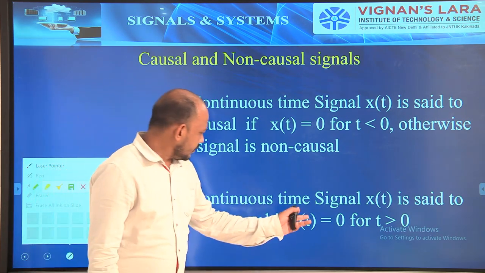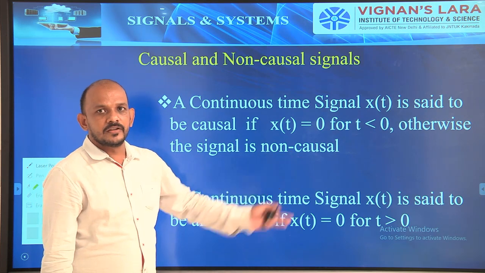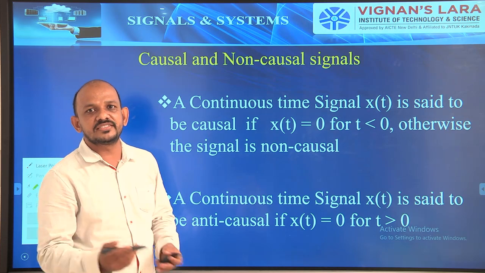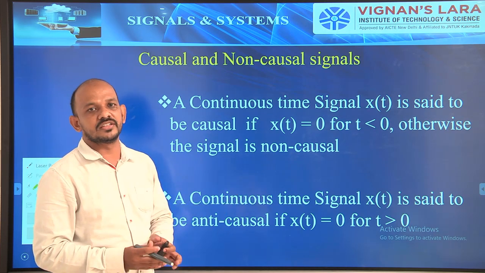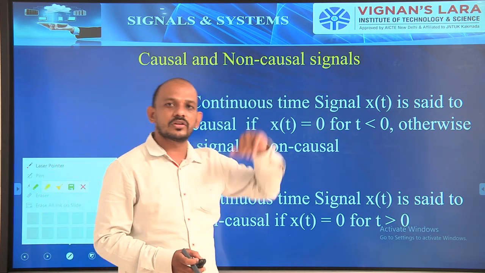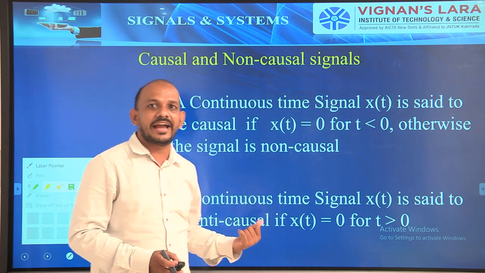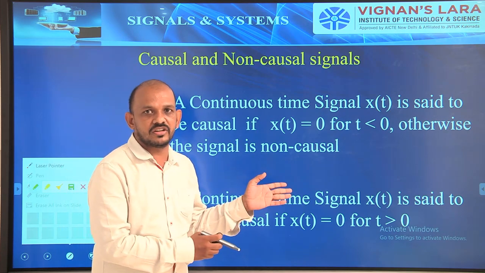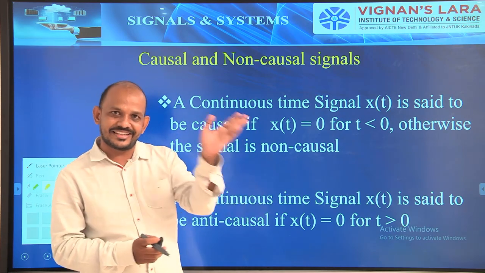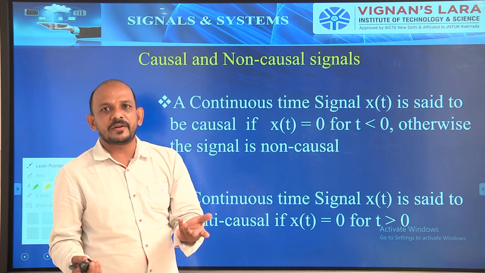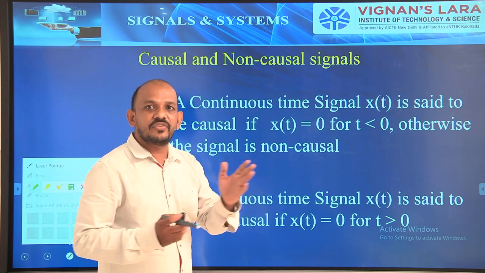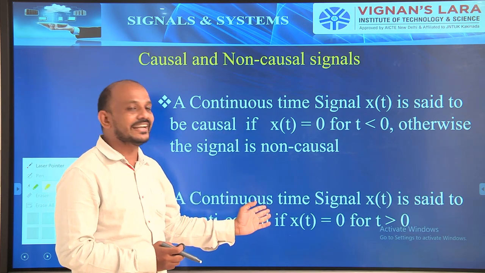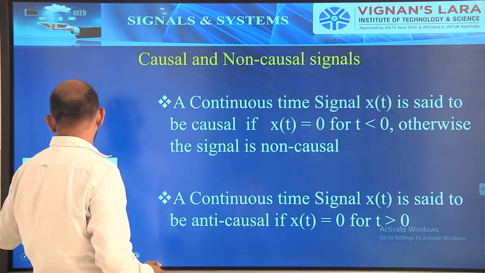Next, what is non-causal? If the signal is present on both sides, then that signal is called a non-causal signal. Apart from causal and non-causal, there is another type, anti-causal, which is opposite to causal. I explained that causal is the signal present on the right side, that is the positive time. If the signal is present on the left side, for the negative time axis, then that signal is called anti-causal. The example for that is simple.